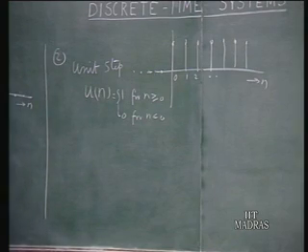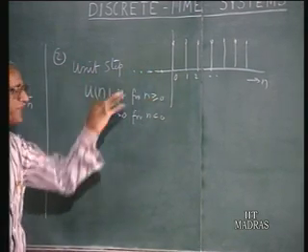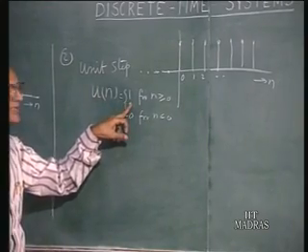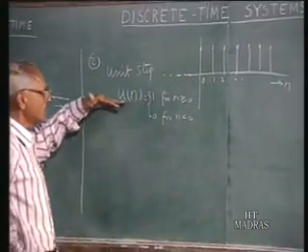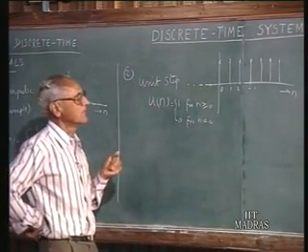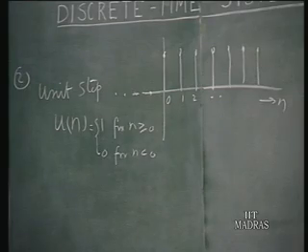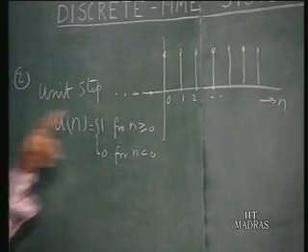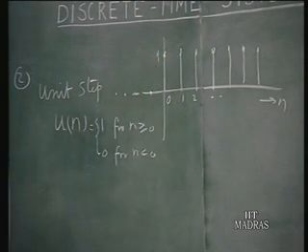So in contrast to the continuous time case, here at n equals 0 we have a definite value which is equal to 1. In the case of a continuous time case, at t equals 0, as far as a unit step is concerned, we can take it as 0 or 1 or half or whatever it is. It can be left ambiguous. But as far as the unit step in a discrete time case is concerned, the value is definite and is equal to 1. So this value is equal to 1. Here also this is equal to 1.